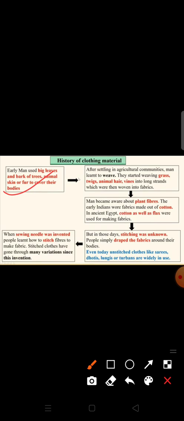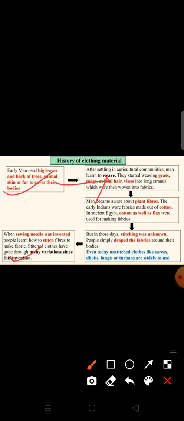All right, and man later developed the technique for spinning and weaving clothes from the fluffy substances of the cotton plant. And when the sewing needle was invented, people learned how to stitch fibers to make fabrics, and stitched clothes have gone through many variations since this invention. Okay, and after settling in agriculture communities, man learned to weave.